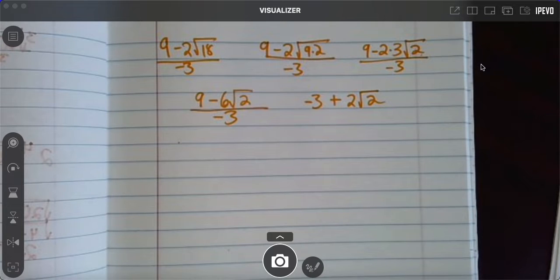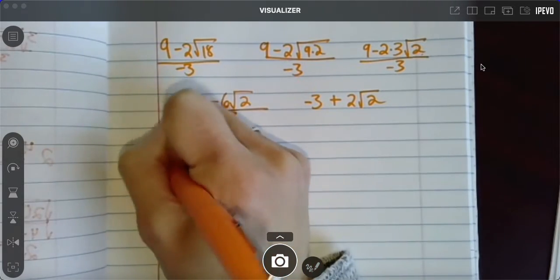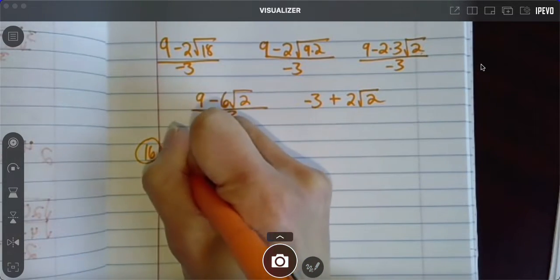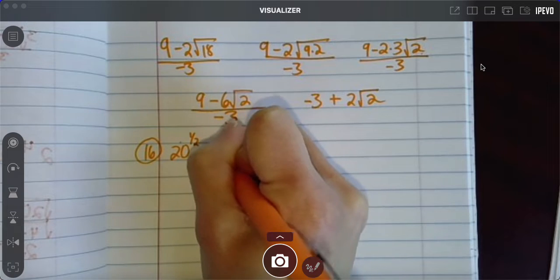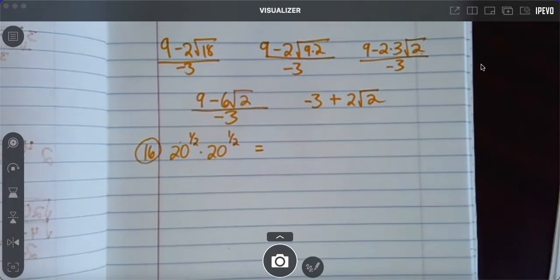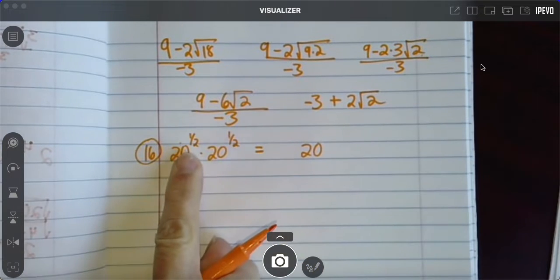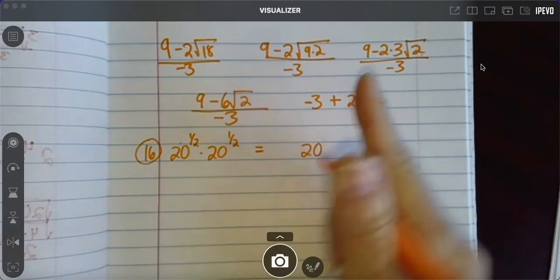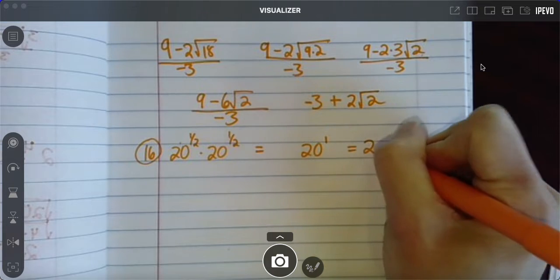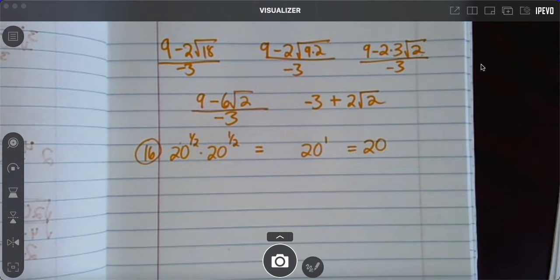All right, number 16. We have 20 to the 1/2 times 20 to the 1/2. You can think of this 2 different ways. You can think of that as what's the square root of 20 times the square root of 20? 20. Or if you add the exponents, what's 1/2 plus 1/2? 1. And 20 to the 1 is also just what? 20. You could type it in your calculator and it's probably still going to give you 20. Lots of different ways to do that one, right? I like that one. I know that one's not on there though.